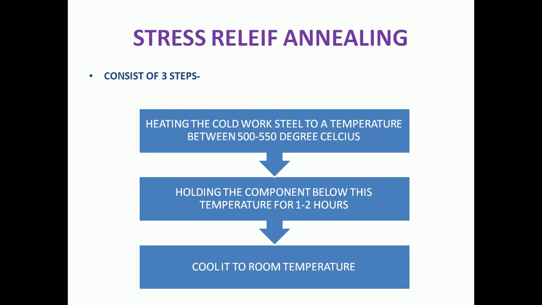This stress relief annealing consists of mainly three steps. The first is heating the cold work steel to a temperature between 500 to 550 degrees Celsius. That means the cold work steel is heated up to 500 degrees Celsius. Then holding the component at this temperature for 1 to 2 hours. And you know, the holding of a component at a constant temperature is known as soaking. So this is a soaking period.